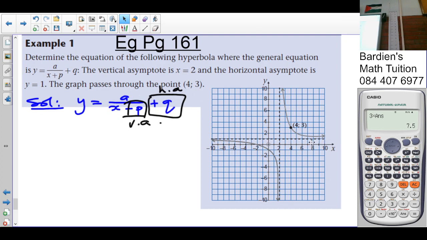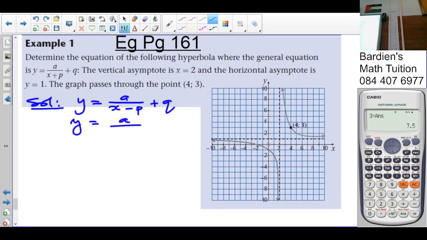It's 1, not so? And what is your p value? It's 2, not so? Right. So if you fill that information in, you get y is equal to a over x minus 2 plus 1. And there you can see x minus 2.